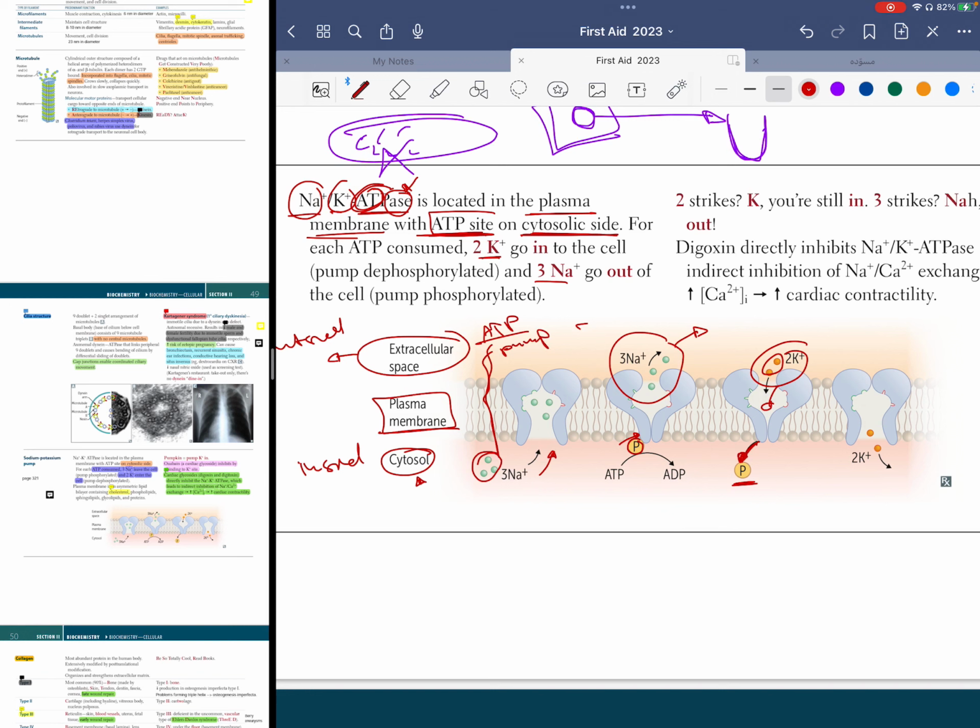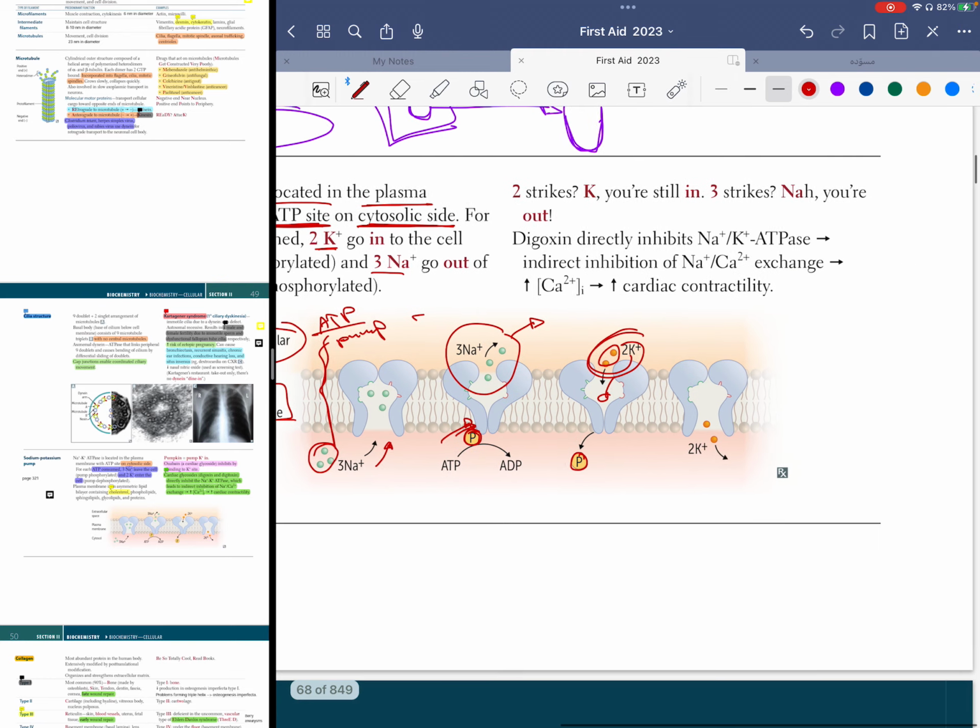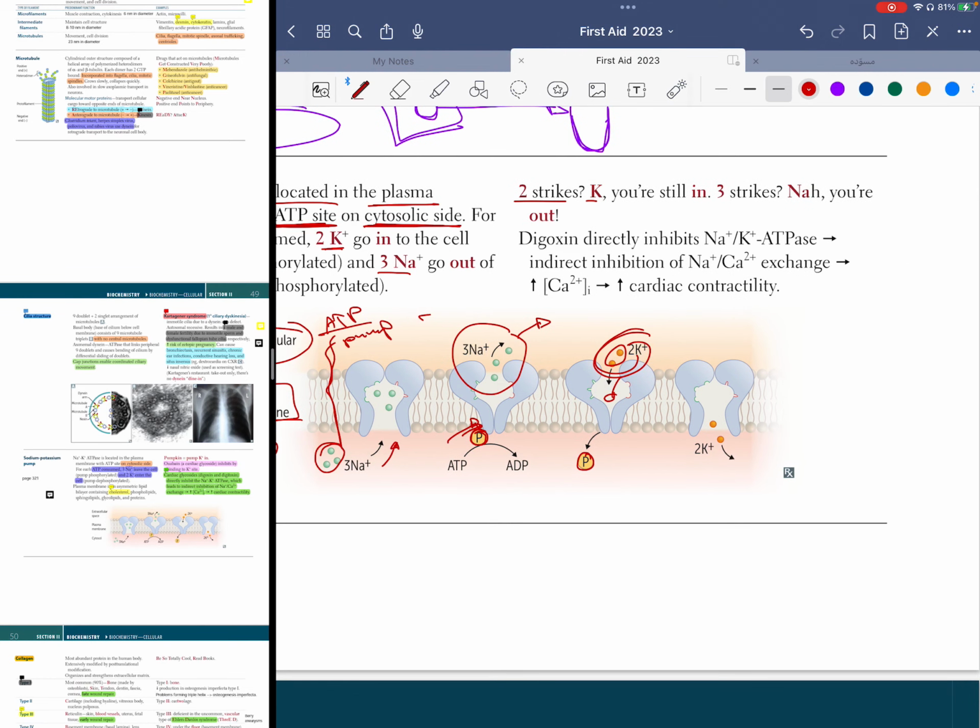So this pump is dephosphorylated if the potassium goes in. That means the detachment of the phosphate group. But if the sodium goes out, then the phosphate does attach to the pump and it's called phosphorylated.